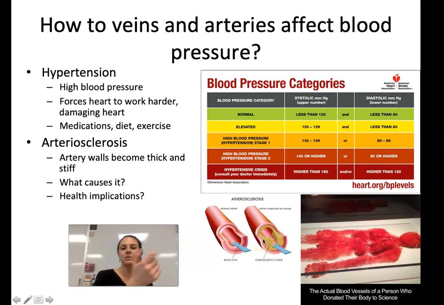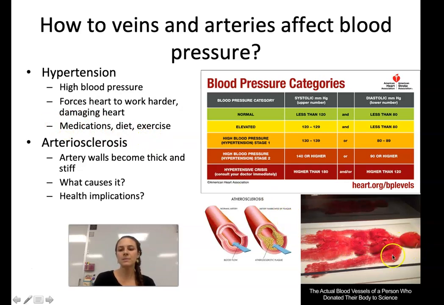And that's like I was saying, if you were to put your thumb over part of a hose, the water would have to work harder to come out. It would come out more forceful. You'd have more pressure build up. So arteriosclerosis can cause high blood pressure. Health implications, it could cause strokes. It could cause heart attacks, poor circulation, shortness of breath. So it's important to exercise, to eat healthy. Sometimes it's genetic, so there might be medications that need to be taken.